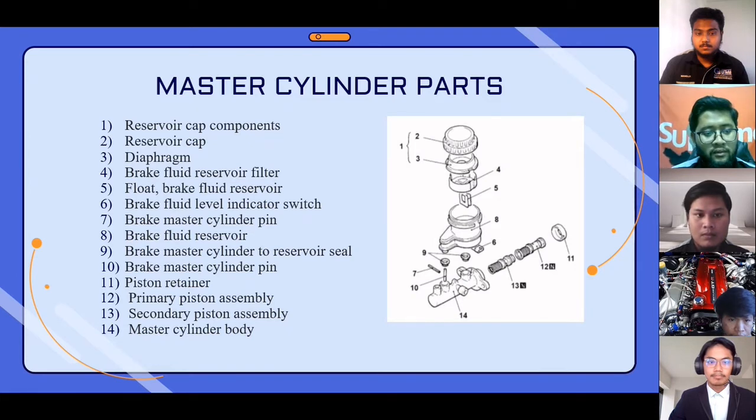Number 9, brake master cylinder to reservoir seal. Number 10, brake master cylinder pin. Number 11 is piston retainer. Number 12, primary piston assembly. Number 13, secondary piston assembly. 14 is master cylinder body.